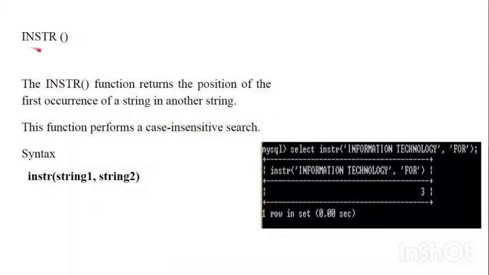Next is INSTR function. The INSTR function returns the position of the first occurrence of a string in another string. This function performs a case insensitive search. So INSTR string 1 comma string 2. This is the syntax.